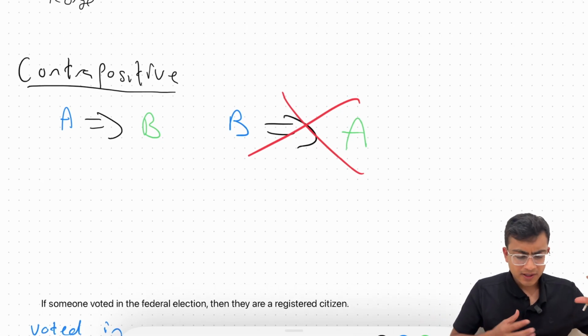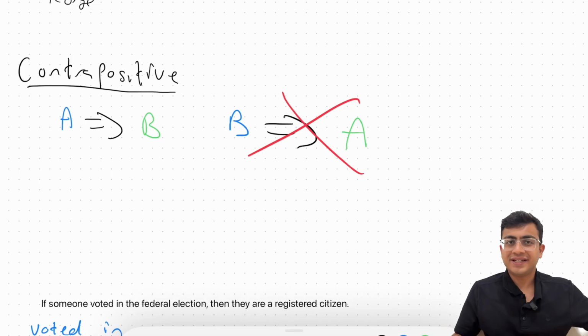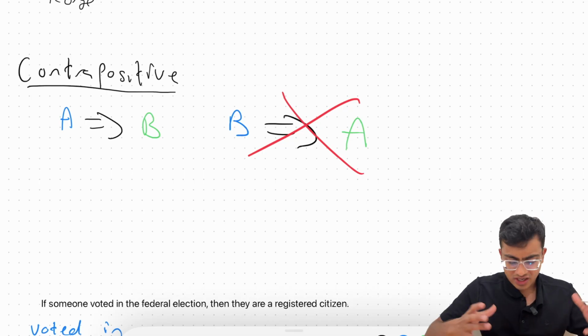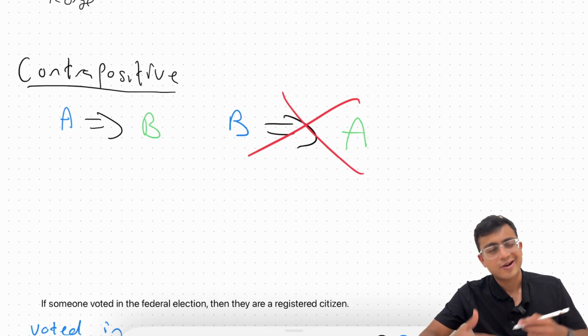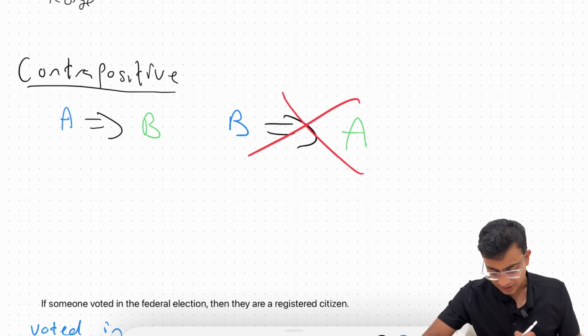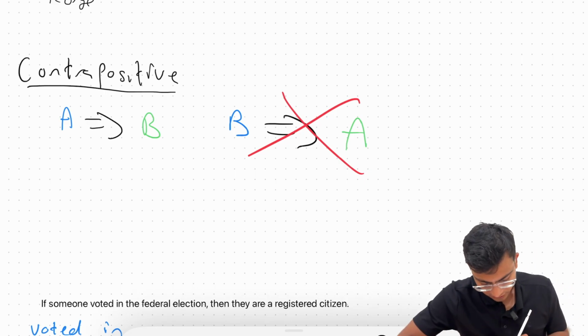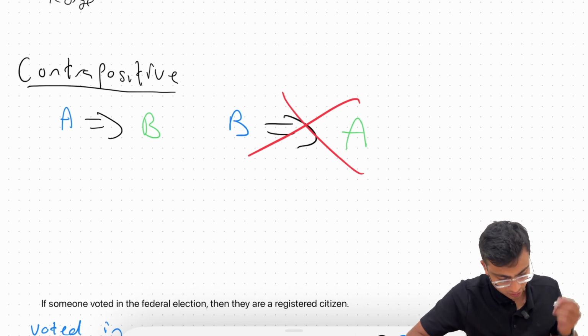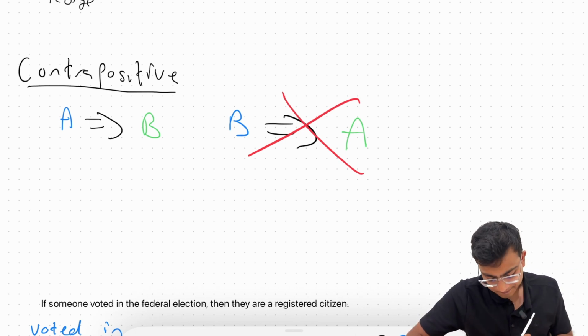And we're going to spend quite some time on negations in the next video, but for now, negation just means let's just add a not, okay? It's not as simple as this, but for now, it's going to be sufficient for understanding the contrapositive. So we add a not to negate.